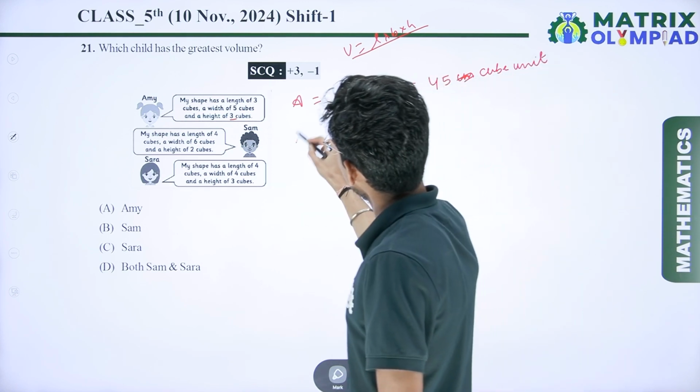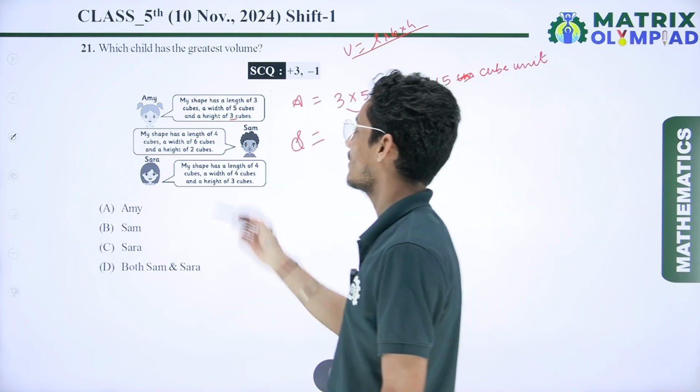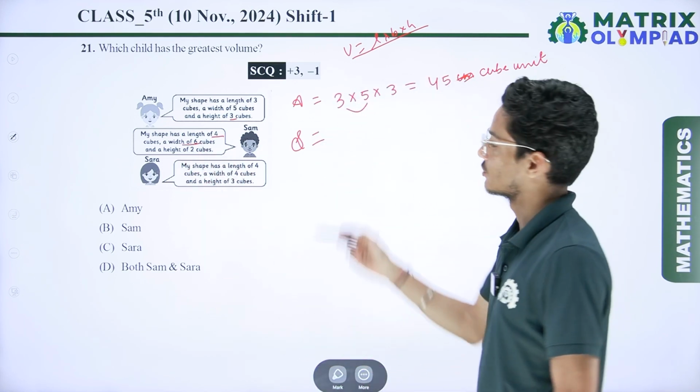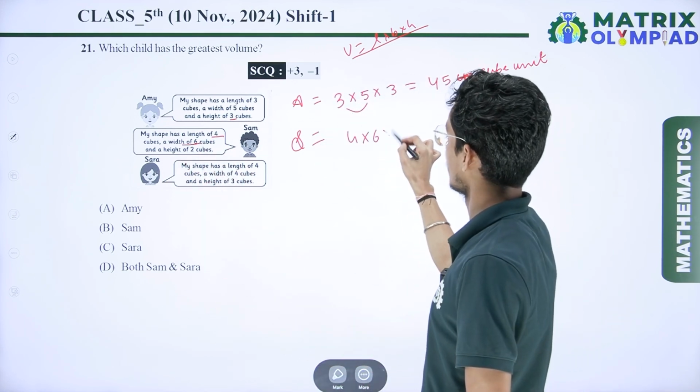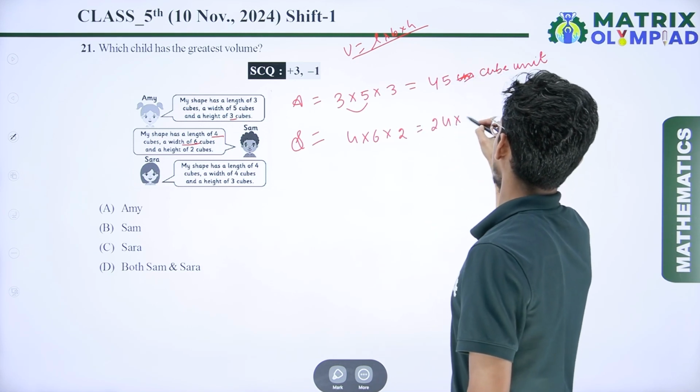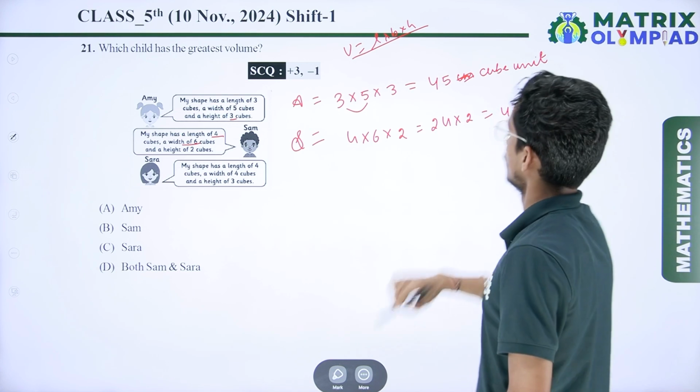If I talk about Sam, Sam says that my shape has length 4 cube, width 6 cube, and height 2 cube. So I can say that 4 multiply by 6 multiply by 2. So 6 4s are 24. 24 multiply by 2, that is 48 cube unit.